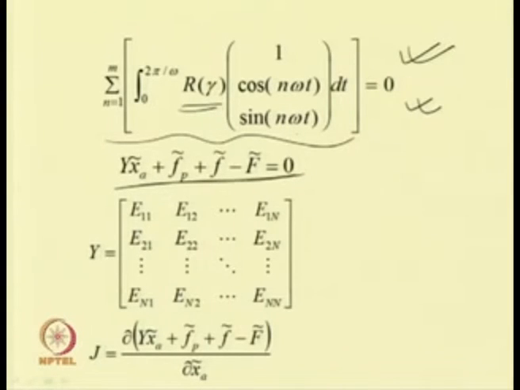It will reduce to y x a plus f p plus f n bar minus f bar equal to 0, where y equal to this. So, y equal to E 11, E 12, E 1 n, E 21, E 22, E 2 n, and E n 1, E n n. So, one can obtain this equation, which is a set of algebraic equations, and the set of algebraic equations can be solved by using different methods.